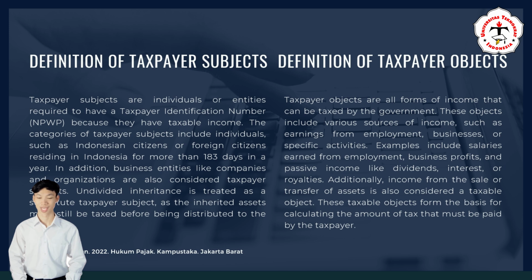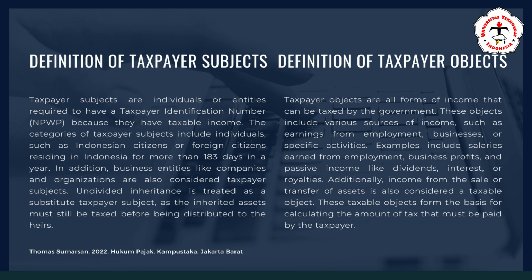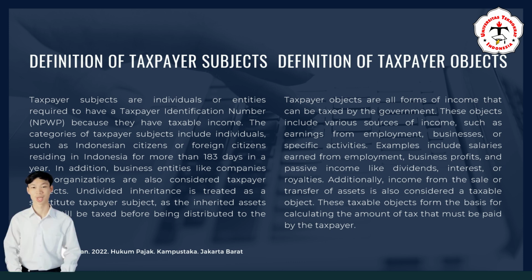Taxpayer objects are all forms of income that can be taxed by the government. These objects include various sources of income such as earnings from employment, businesses, or specific activities. Examples include salaries earned from employment, business profits, and passive income like dividends, interest, or royalties. Additionally, income from the sale or transfer of assets is also considered a taxable object. These taxable objects form the basis for calculating the amount of tax that must be paid by the taxpayer.